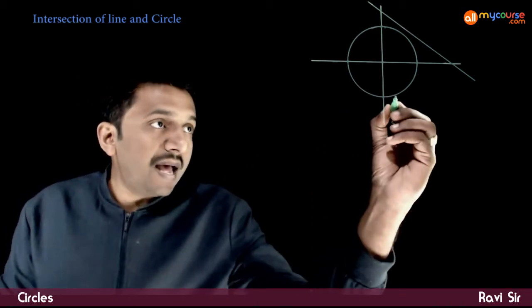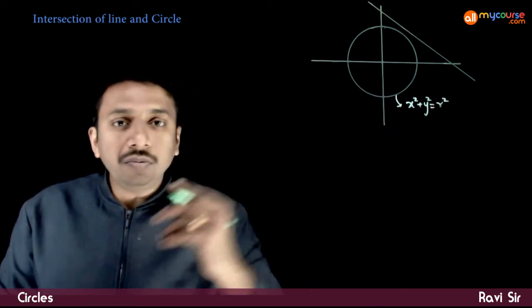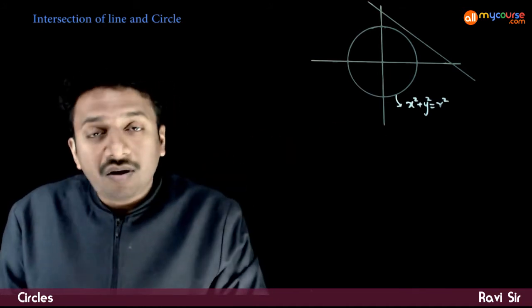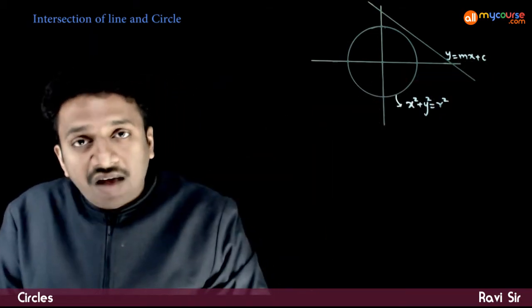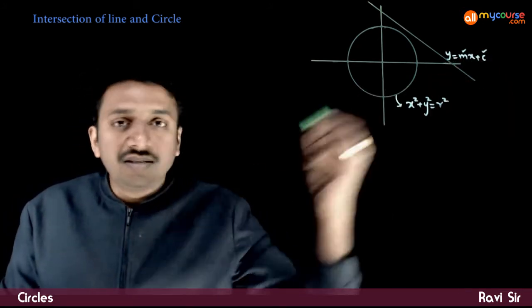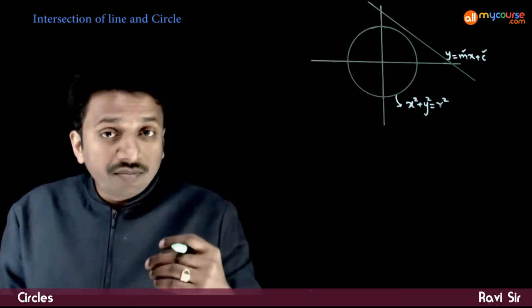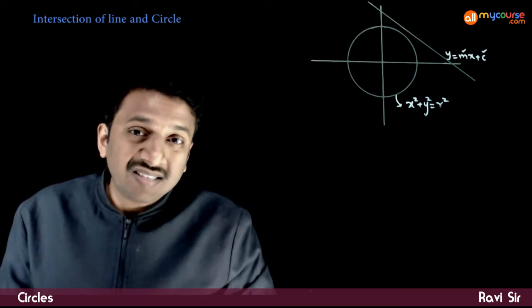Let us say that you have a circle x² + y² = r². Let us say that you have a circle centered about the origin and you have a line y = mx + c. You have a line in slope intercept form where m is the slope and c is the y-intercept of the line. Now, we know that if the line intersects the circle at two distinct points, we call that line a secant.